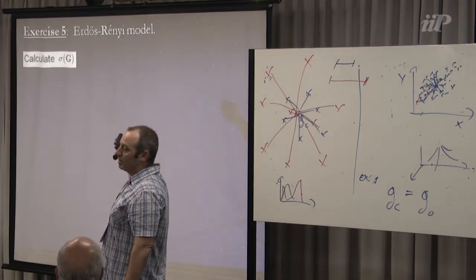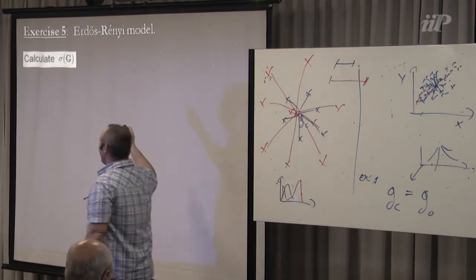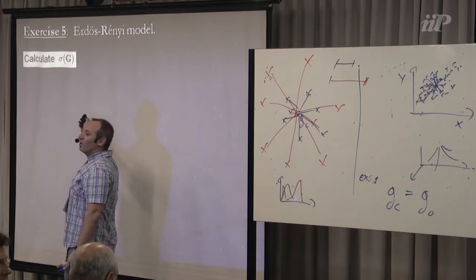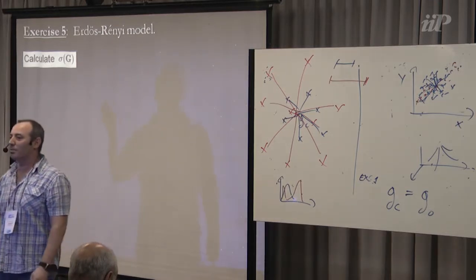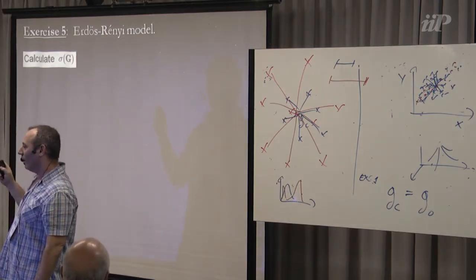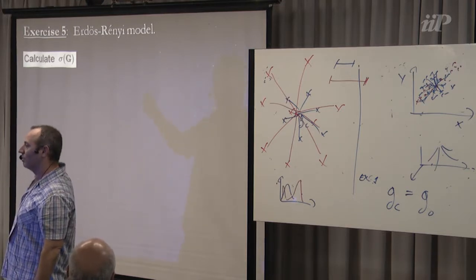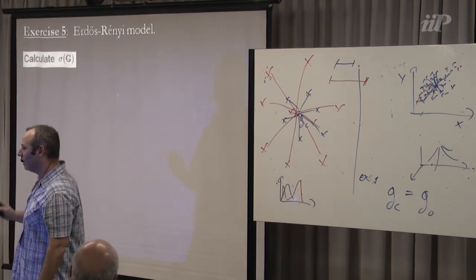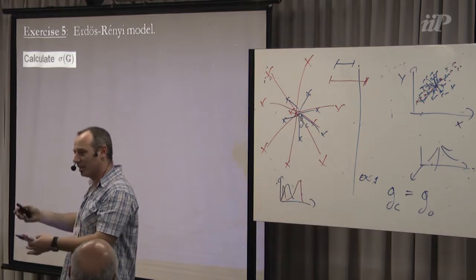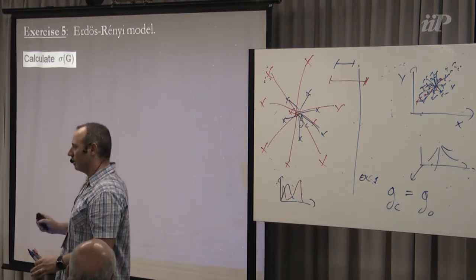This is for the elves. Compute the expected value and the variance of the Erdős-Renzi model. It seems very difficult, but really, it's not difficult.